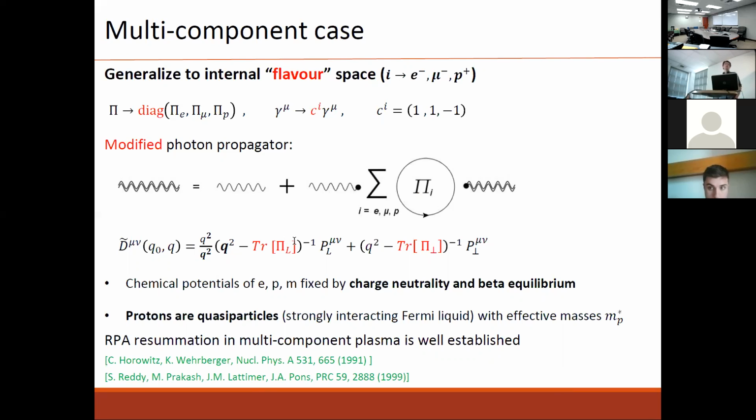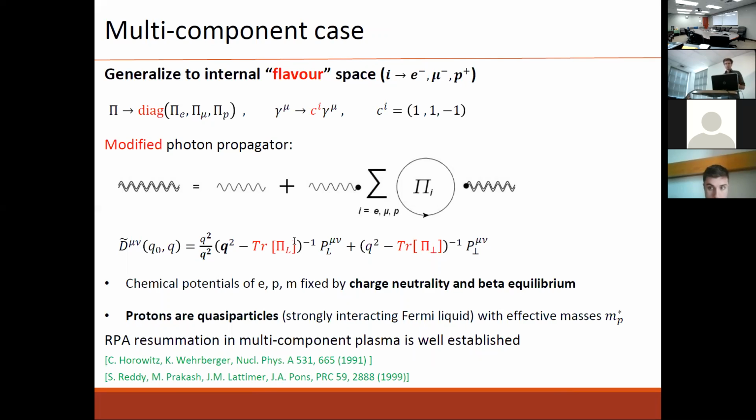Then you have chemical potentials of electrons, protons, and muons. They need to be fixed somehow. So what you usually do is you fix them by charge neutrality and beta equilibrium. I will say more about the beta equilibrium later, so that's already related to the nuclear part. But for now let's just say I fix it by charge neutrality and beta equilibrium. That gives me the values of the chemical potentials.